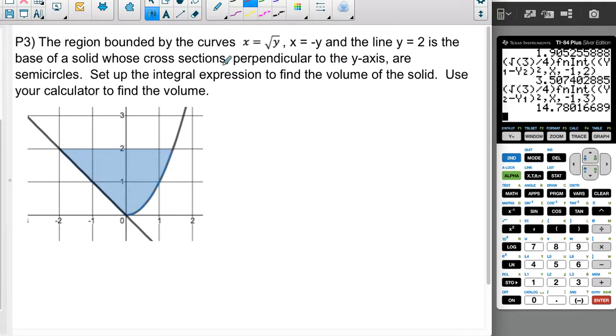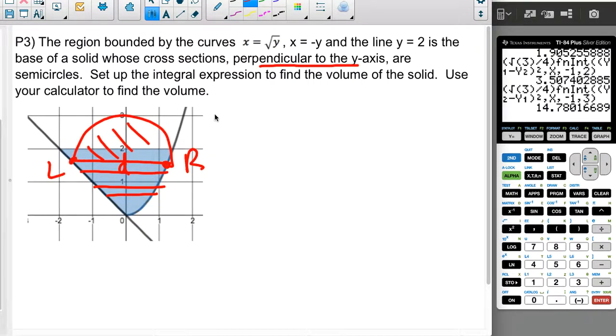All right, so this is that same region that we've seen probably in P3 of the last video. So perpendicular to the y-axis, we have semicircles. So this is going this way, right, perpendicular to the y-axis, and it's a semicircle. That means my diameter is the right curve minus the left curve. Well, the right curve is actually curvy, so this is definitely the square root of y. And the left curve is a line, so this is definitely x equals -y.